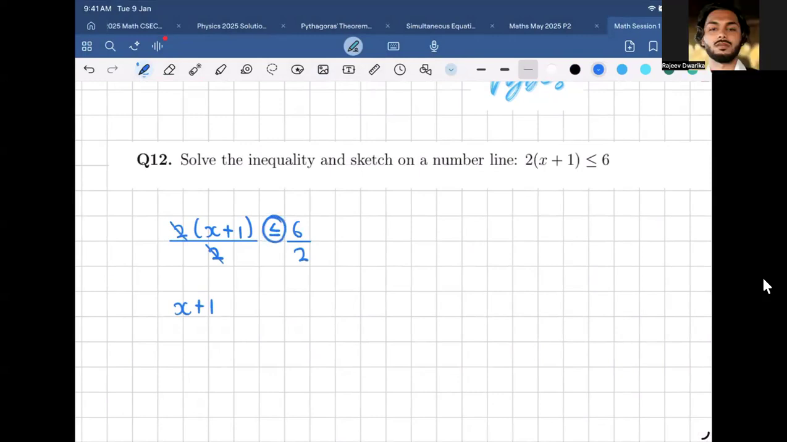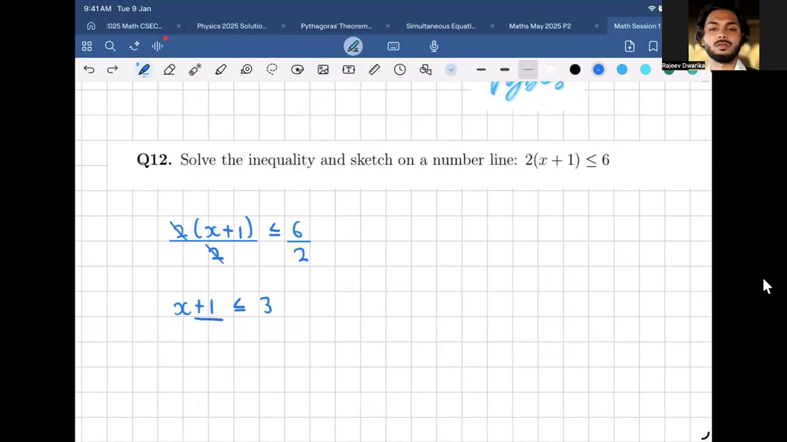And what does this symbol represent? Less than or equal to 6. Wait, no, it's 3. It's 3, right? Yeah. What doesn't belong here? What shouldn't be over here? The 1. Yeah, the 1.